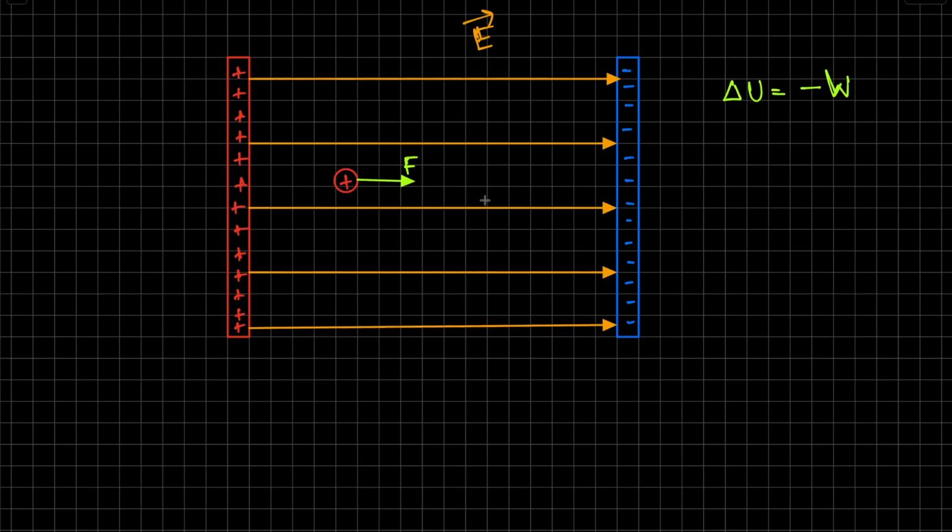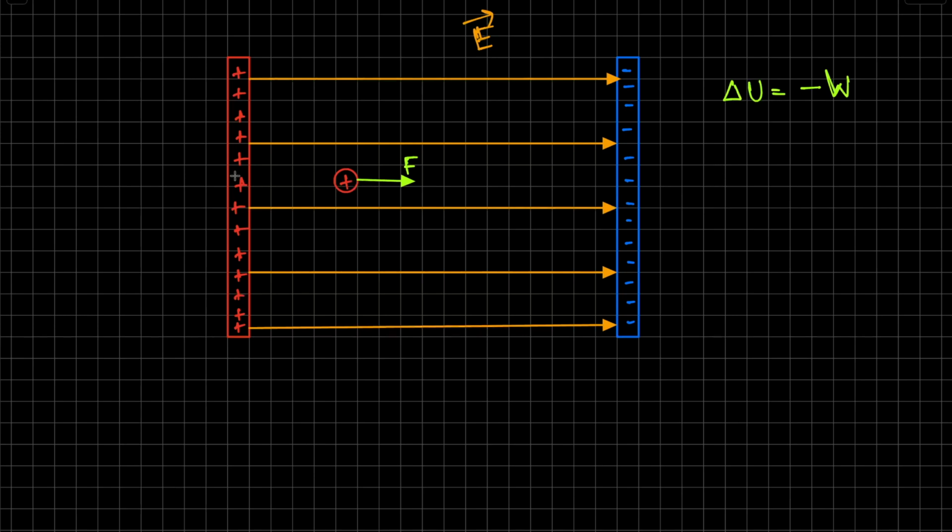So to increase the potential energy of a positive charge, you have to move it towards the positive side or against the electric field. Now, if you want to decrease the potential energy, just let it go, just accelerate. This potential energy will get converted to kinetic energy. So it would move towards right, it would accelerate, and the potential energy will be converted to kinetic energy. So when a positive charge moves towards a negative charge, potential energy will decrease.